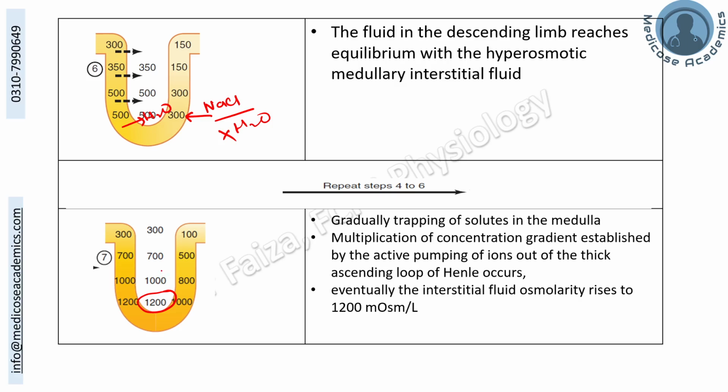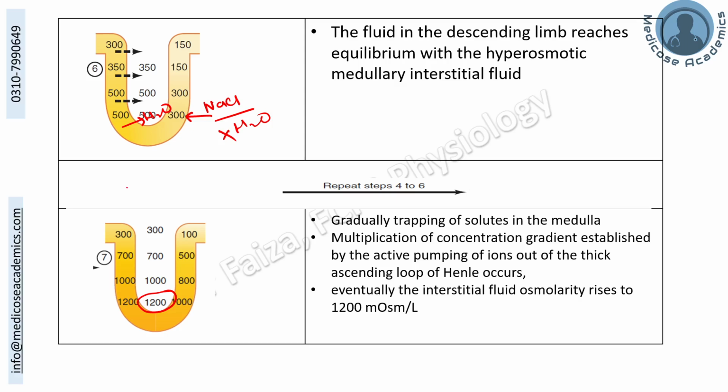Together, this process is known as countercurrent multiplier mechanism. It is called countercurrent because the movement of fluid is opposite in both the limbs, one descending down, other ascending up, one absorbing salt, other absorbing water, and multiplier because it is multiplying the osmolarity in the renal interstitium.